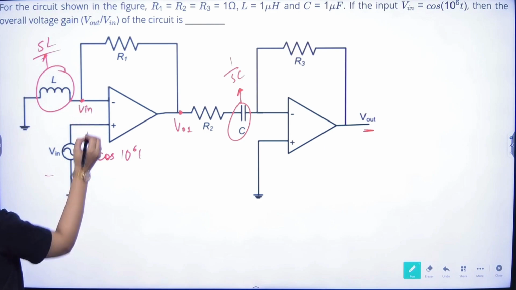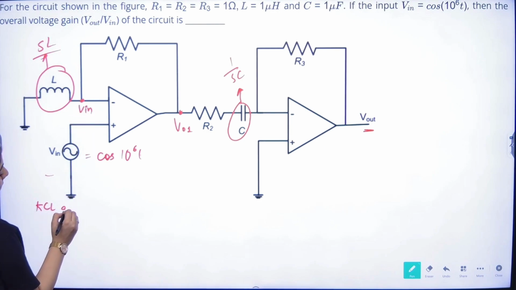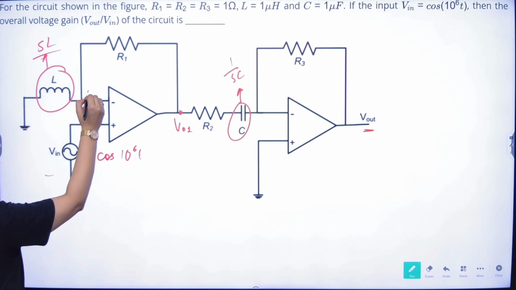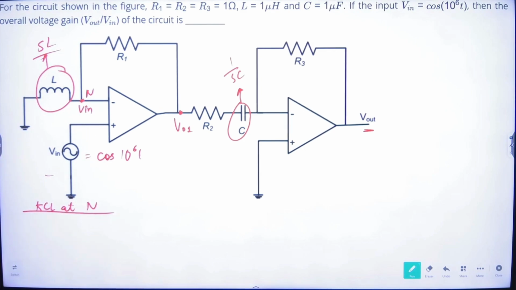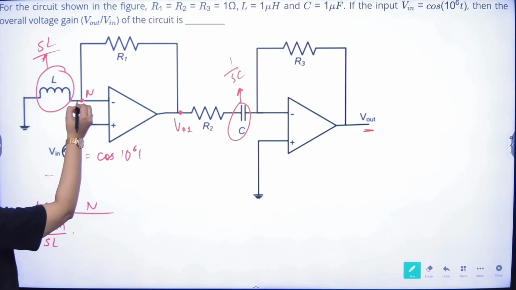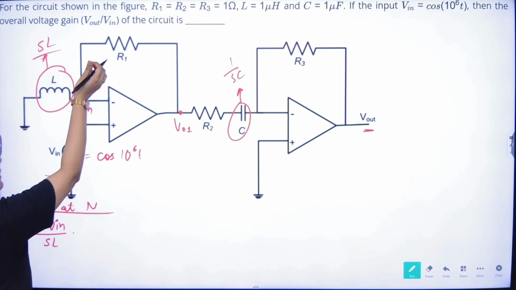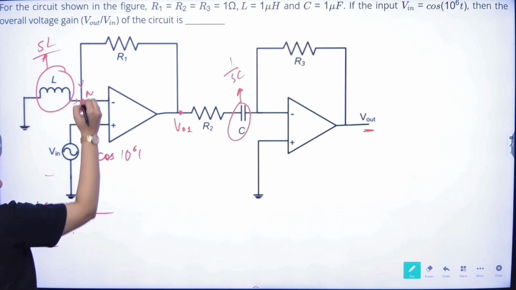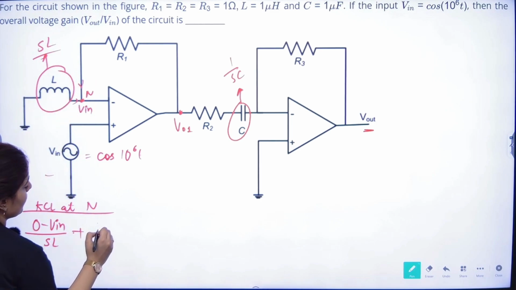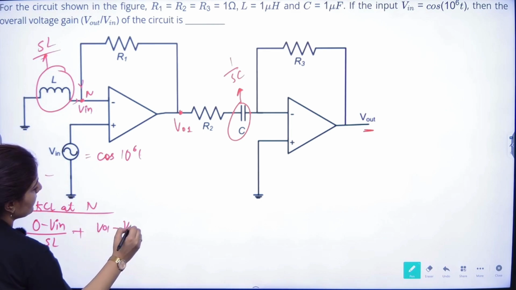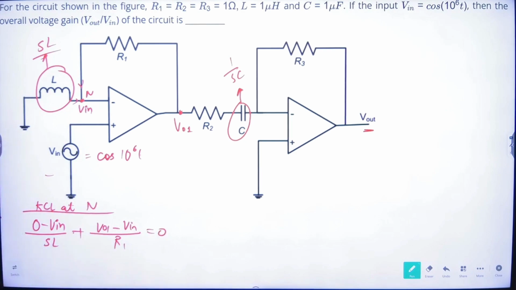This will be V_in in KCL at this node N. Right, so if we apply KCL at N, what will be this? So 0 minus V_in divided by SL. So current going like this, both entering. So (0 minus V_in) plus (V01 minus V_in) divided by R1. That will be equal to 0.